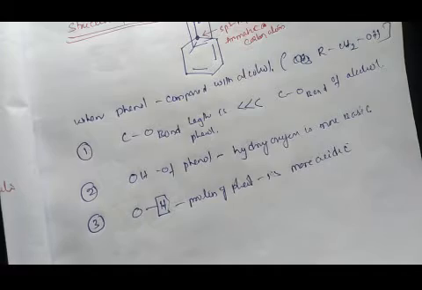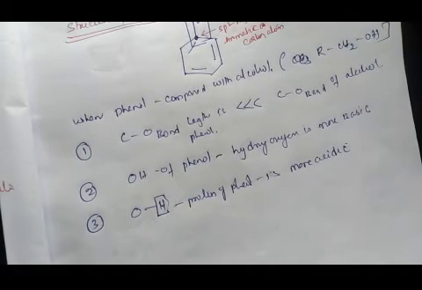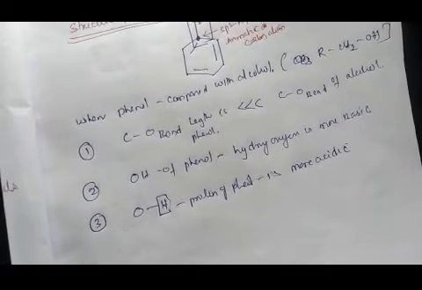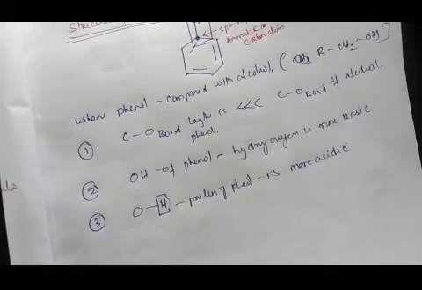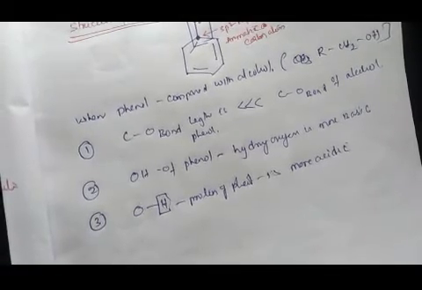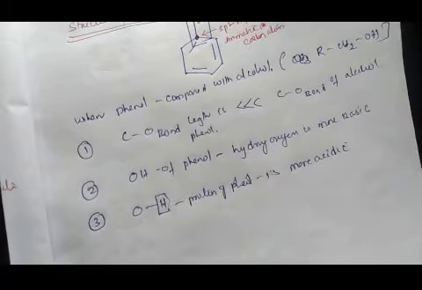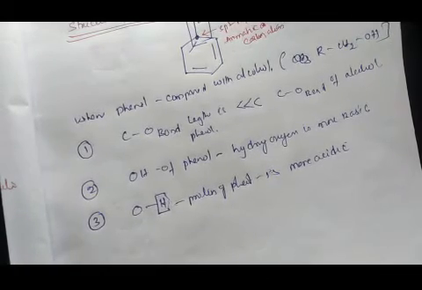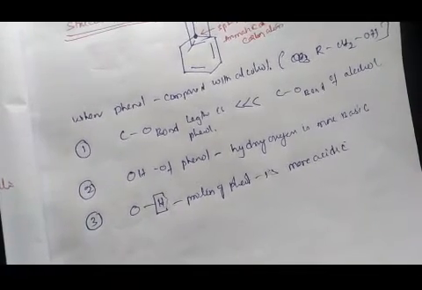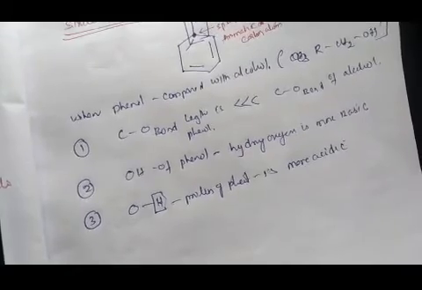Nowadays we are using sanitizers. In sanitizers we use alcohols, because the H plus ion of the alcohol is not acidic. But if you use phenol in sanitizers, it causes blisters, otherwise burning of the skin. So phenols and alcohols seem to be similar, but they are not at all similar. These phenols are majorly used for antiseptic purposes.